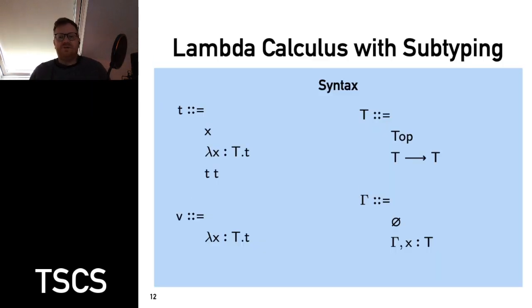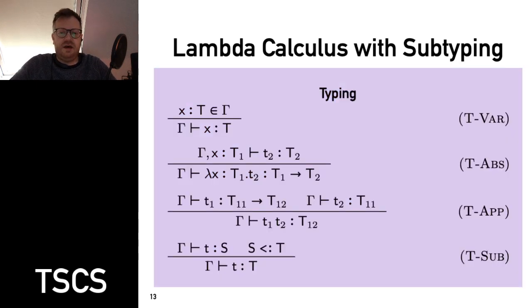Let's look at the lambda calculus with subtyping. So terms will stay unchanged, values will stay unchanged. However, we will introduce this top type on the type level, and our type environment will stay unchanged. So little to nothing changes in syntax. For typing, also not much. We need this new T-Sub rule, but the other rules, T-Var, T-Abs, and T-App, we don't touch. And then we have introduced subtyping, which is neat.